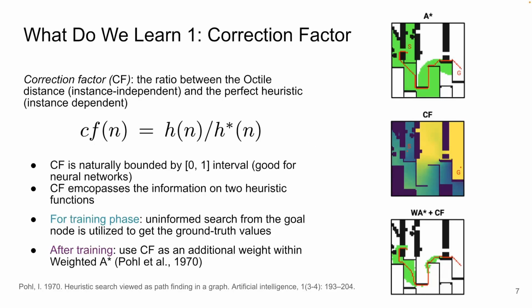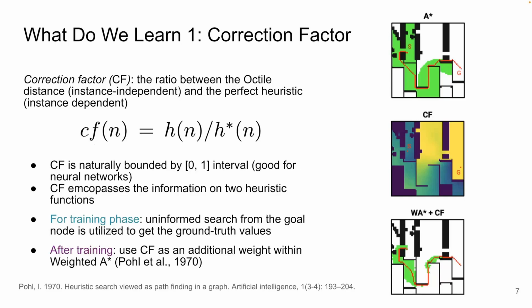We propose predicting two types of heuristic functions. The first type of heuristic is the correction factor, which is defined as the ratio of the value of the available instance-independent heuristic to the value of the perfect heuristic. In general, predicting CF values may seem similar to predicting the values of the perfect heuristic, as was proposed in previous works. However, there is a difference.